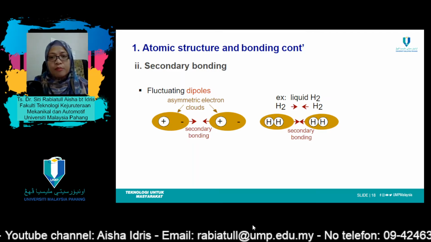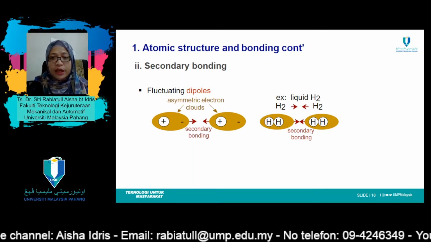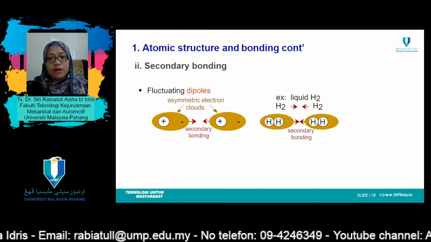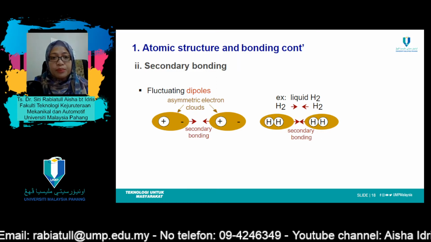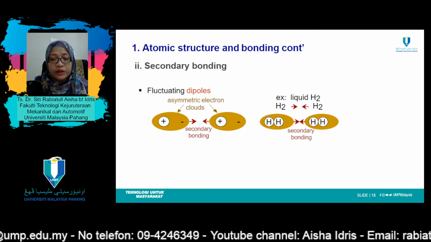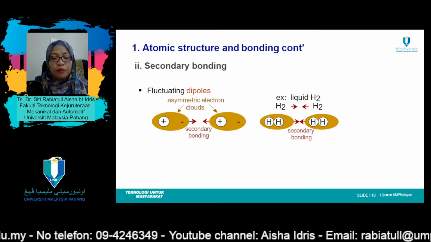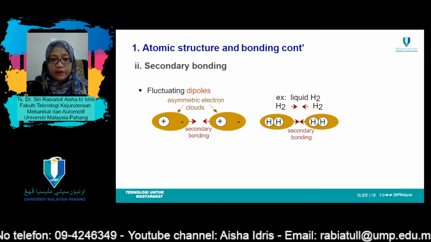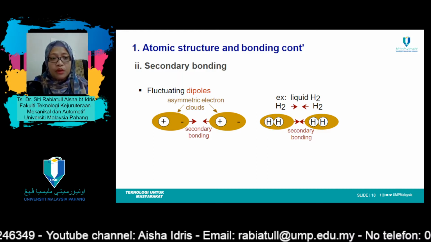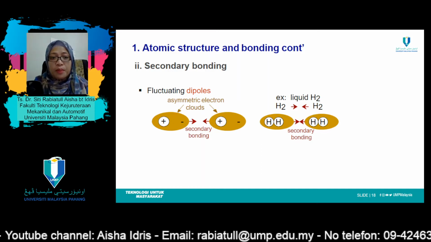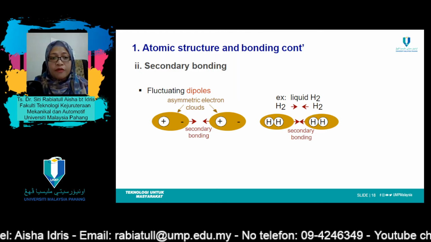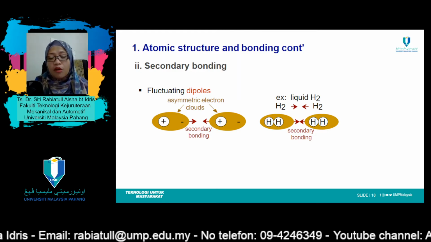Another type of bonding is secondary bonding. So the one that we've learned just now is the primary bonding, and this one is the secondary bonding. Secondary bonds are not bonds with a valence electron being shared or donated. They are usually formed when an uneven charge distribution occurs, creating what is known as a dipole. A dipole means the total charge is zero, but there is slightly more positive or negative charge on one end of the atom than on the other.